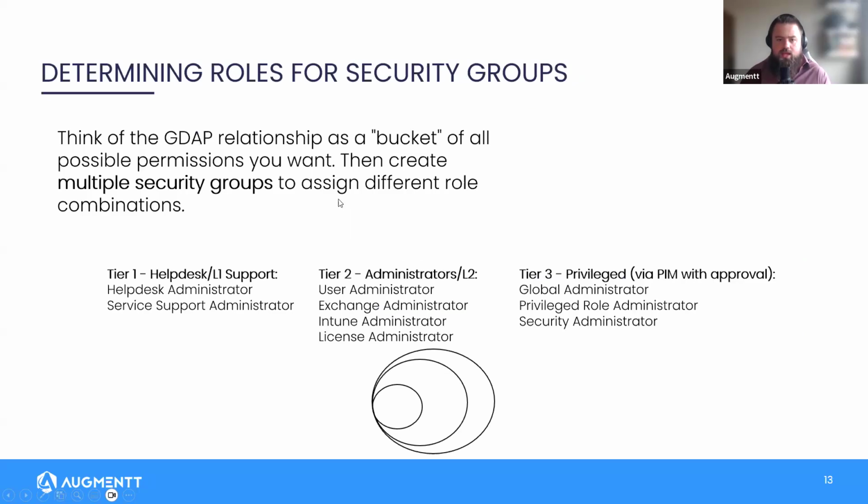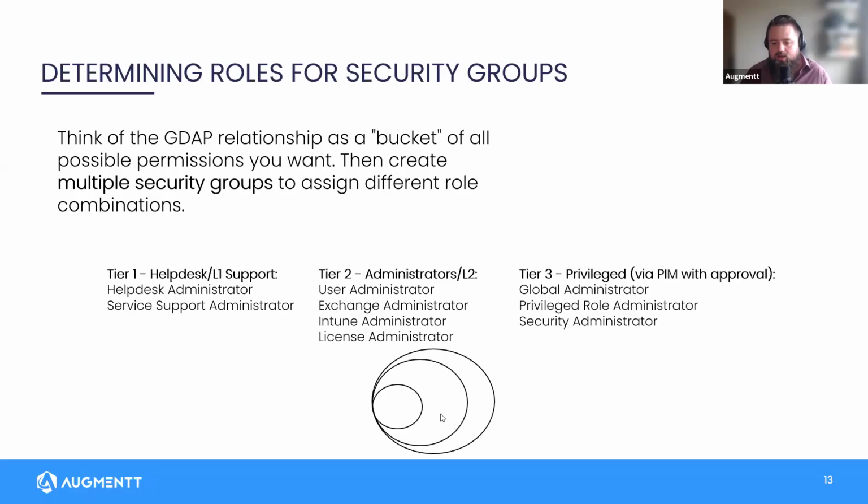Apologies. So, determining the roles for the security group. Again, we've broken out here standard tier one, tier two, tier three security team members. Tier one, we've given them help desk administrator and service support administrator. Tier two, user, Exchange, Intune, and license administrator. Tier three, we've given global administrator, privileged role administrator, and security administrator. These ones we'll set up with PIM approval, where they need to have a manager or someone specific to second that.